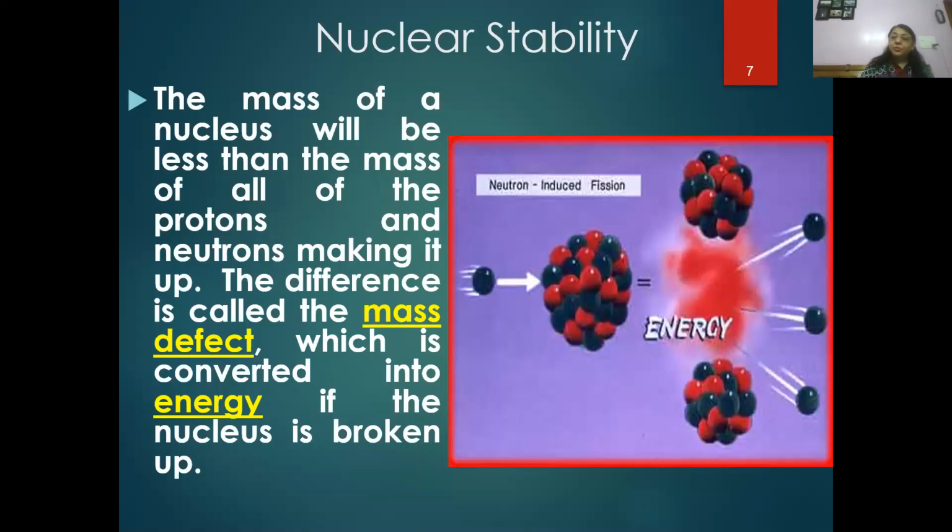So you have several numericals based on this part of the binding energy or mass defect or packing fraction, whatever you might call it.